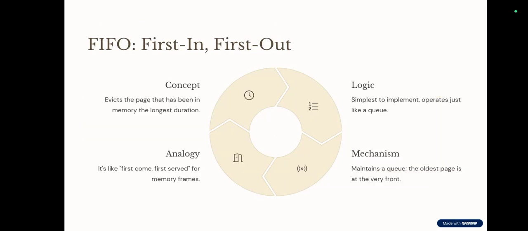Now slide 5, FIFO. The full form of FIFO is first in, first out. Let's begin with the simplest algorithm, FIFO. It evicts the page that has been in memory the longest, just like a queue. Think of it like first come, first served, like at a grocery store. FIFO is easy to implement, but let's see how it performs with an example. The example is in slide 6.